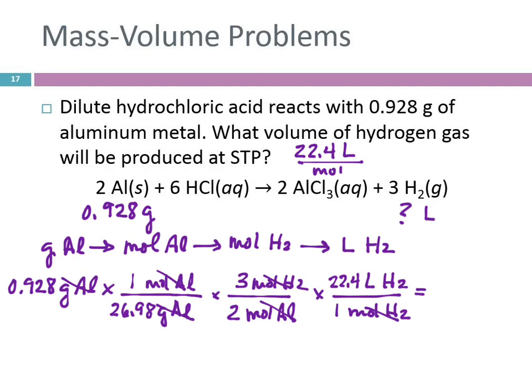And then we calculate 0.928 divided by 26.98 times 3 divided by 2 times 22.4 equals. This should have 3 sig figs, so it's going to be 1.16 liters of hydrogen. Any questions?